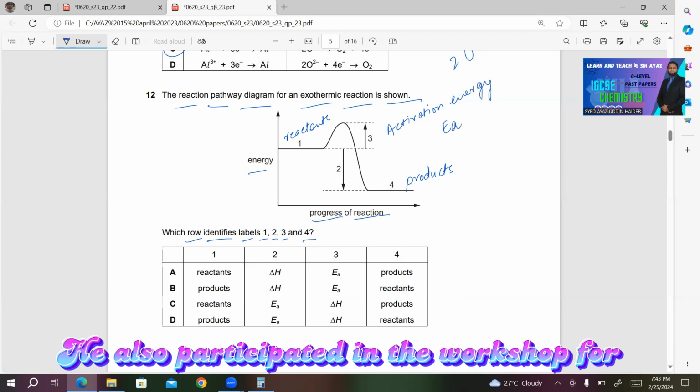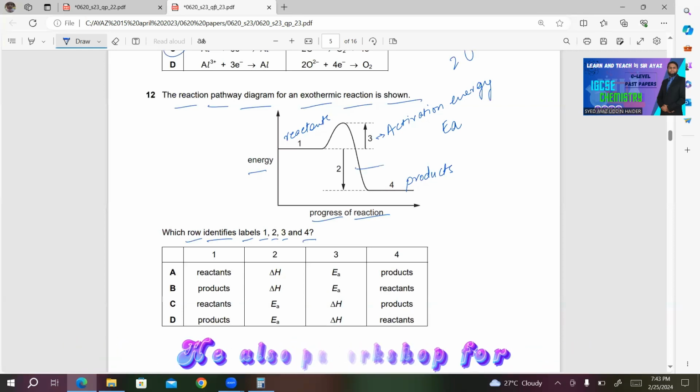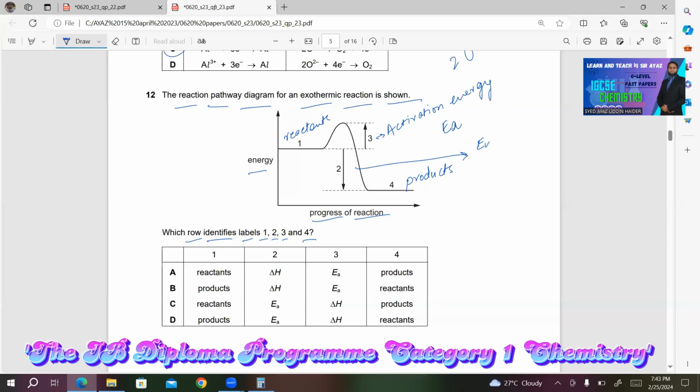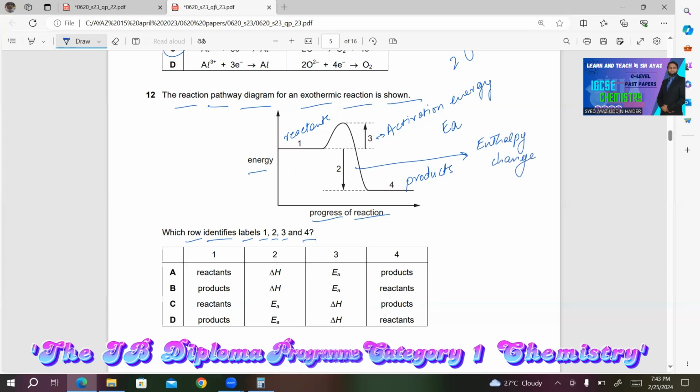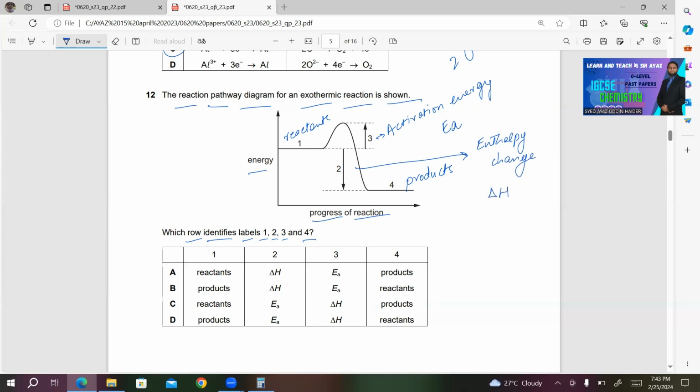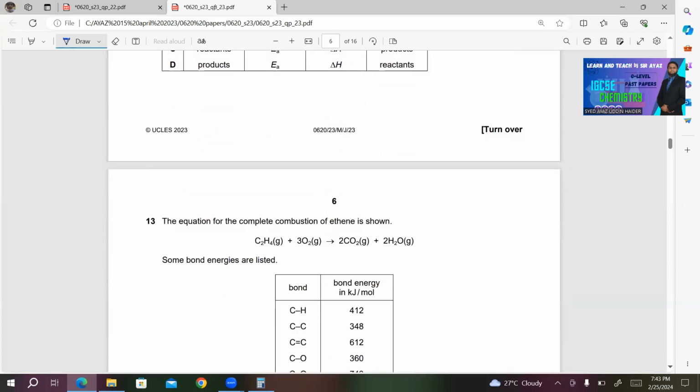2 is enthalpy change, and it is represented by delta H. You can easily choose the correct answer. In this case, choice A will be the right answer for MCQ number 12.